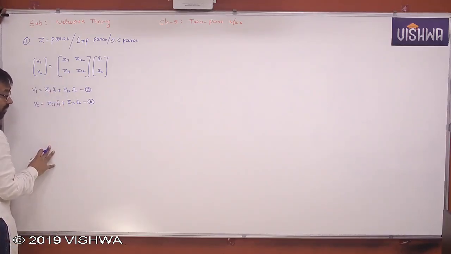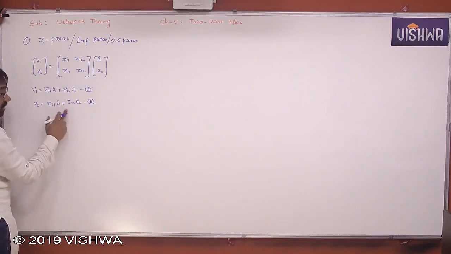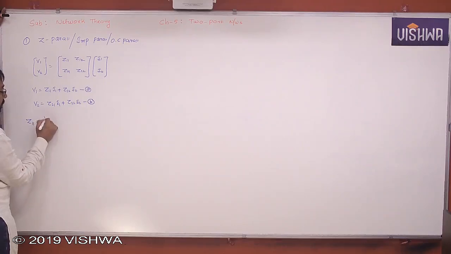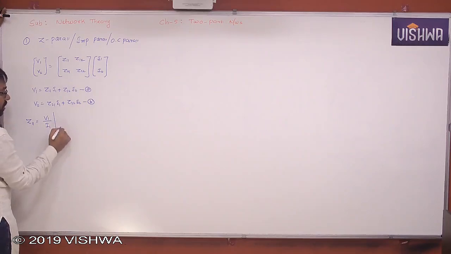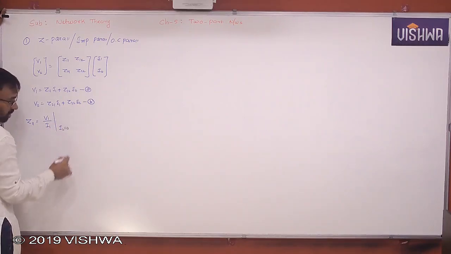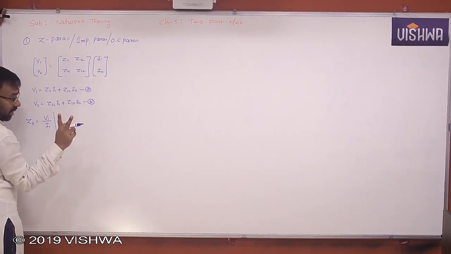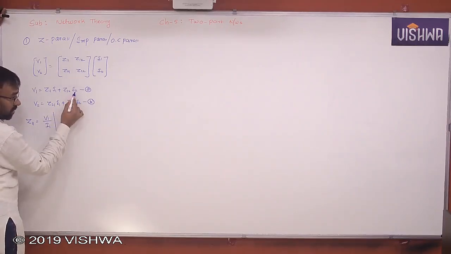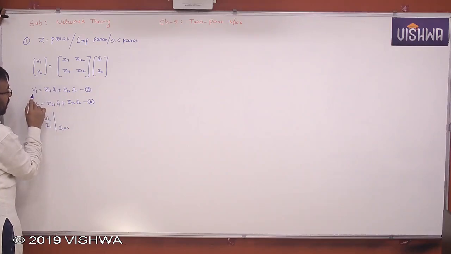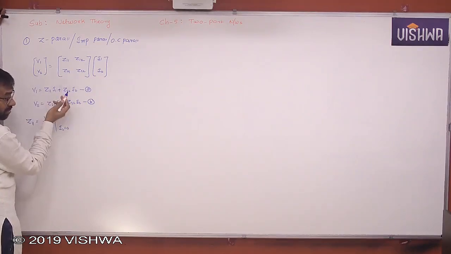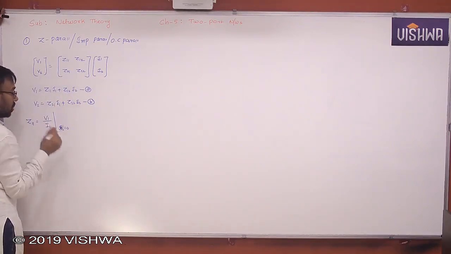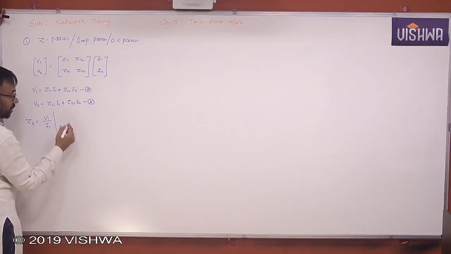Now let us define these parameters. How do we define the parameters? We need to define Z11, Z12 now. Z11 is defined as V1 by I1 when I2 is 0. Suppose I2 is made 0, because these two variables are independent, right? If I make I2 0 first, then I get V1 by I1. So V1 by I1 when I2 is 0, you define Z11.